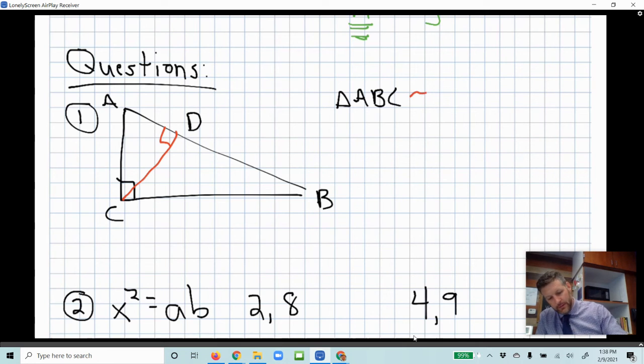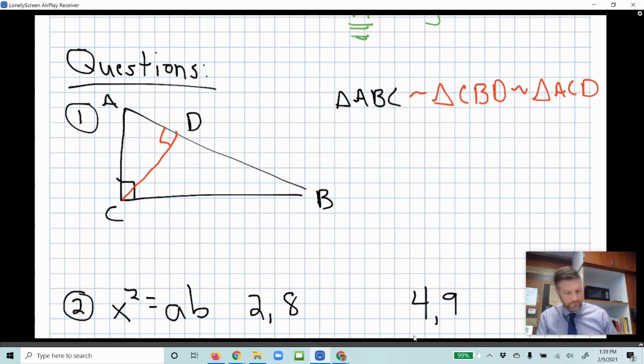The other one would be, if we say A, B, C, then the other one would be C, B, D, this one. And then the other one would be A, C, D. So you actually create three similar right triangles, and you always have to orient them to make sure you're getting the letter order correct.